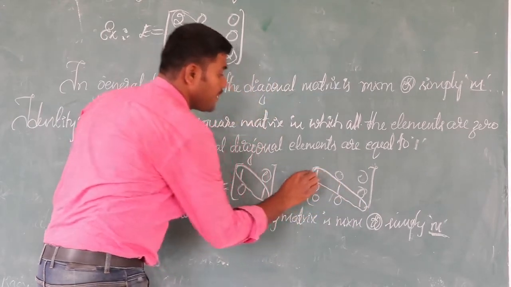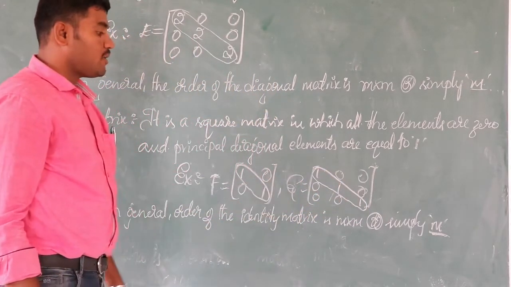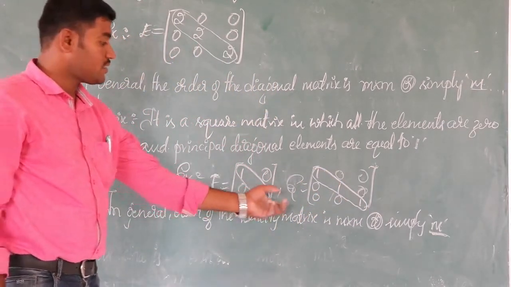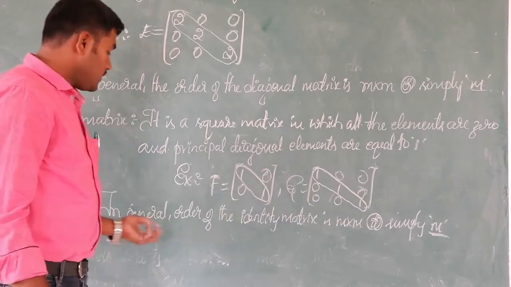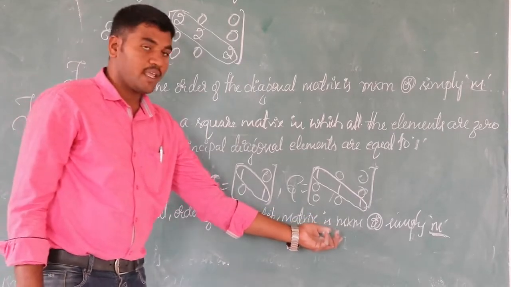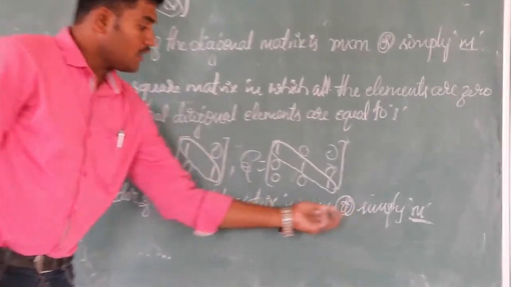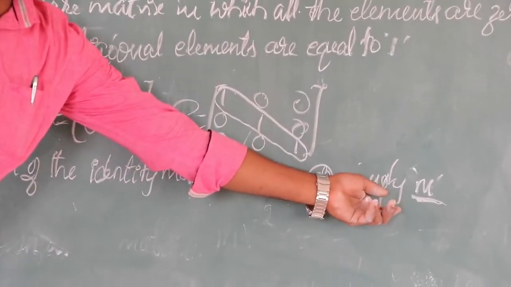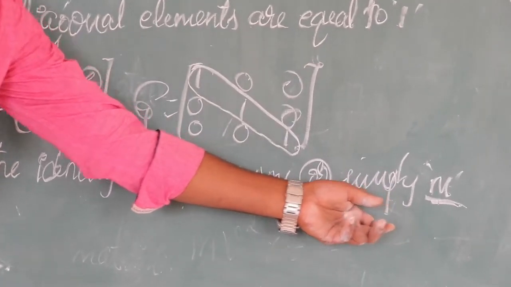In an identity matrix, principal diagonal elements are always equal to 1 and the rest of the elements are 0. In general, the order of the identity matrix is termed as m by m, so simply order m.